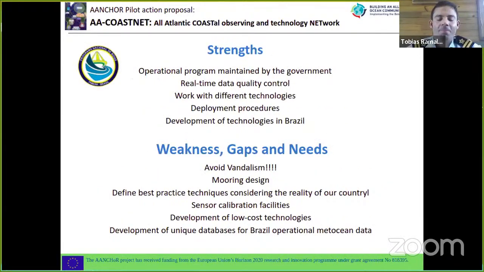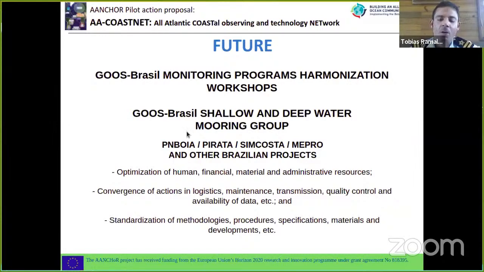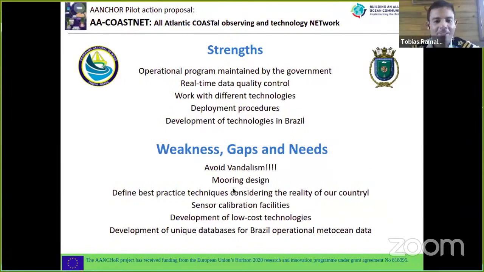And with that, so this slide I present last our Atlantic. So with this partnership here, I hope that all the weaknesses, gaps, and needs that I presented last year, we can have less, minimize that, so we can have more systems in operation at the Brazilian coast.